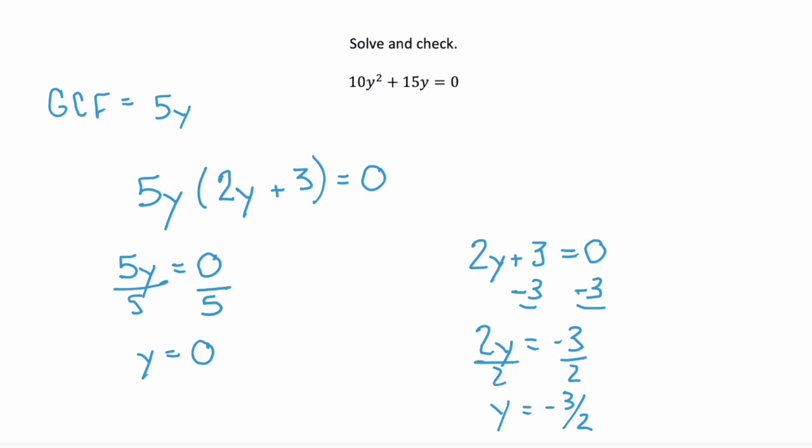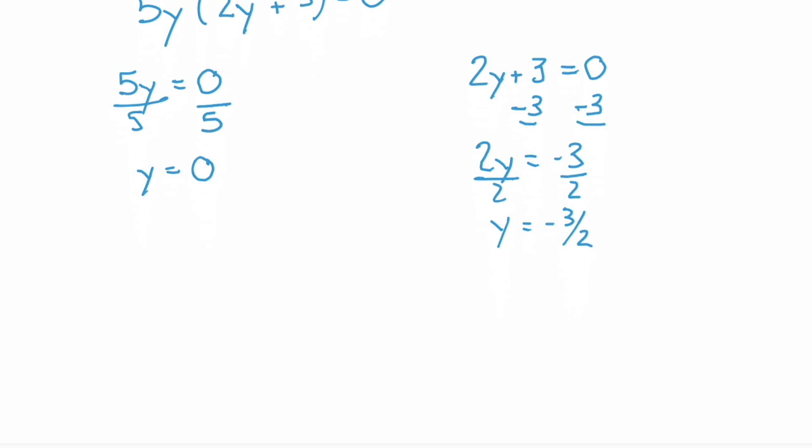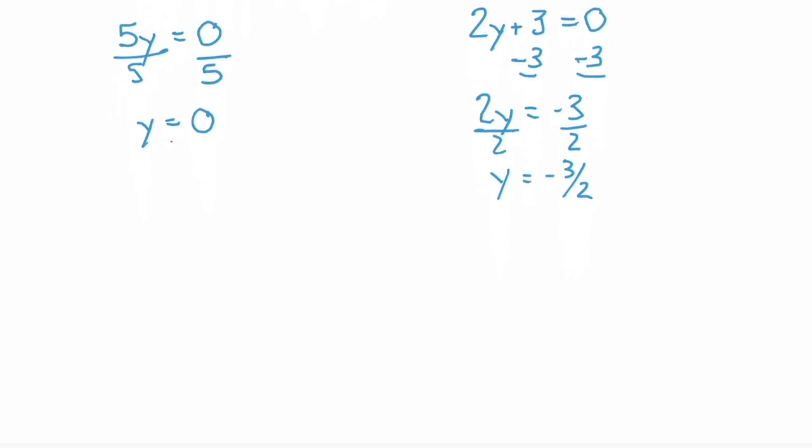The most important part here is to check. We need to verify that these answers, y equals 0 and y equals negative 3/2, work in our original problem. So we take that original problem, 10y squared plus 15y equals 0, and we plug in the variable. So we'll plug in 0 for our first check.